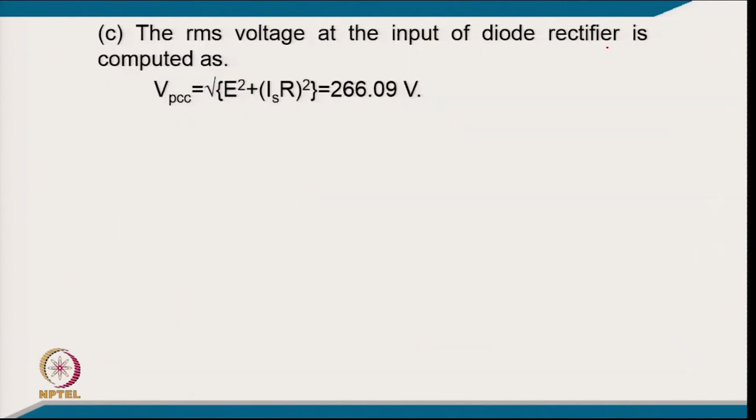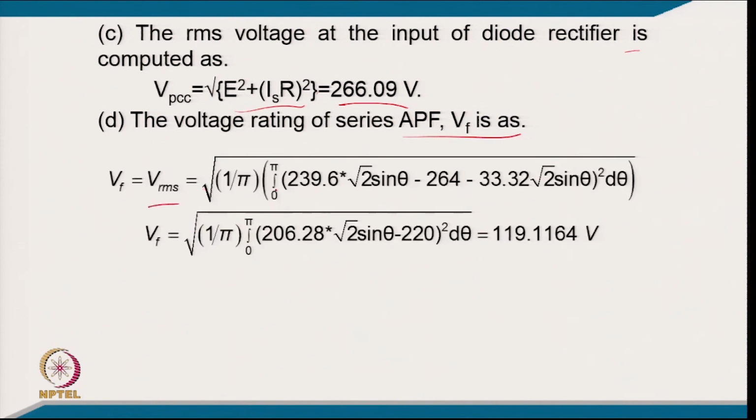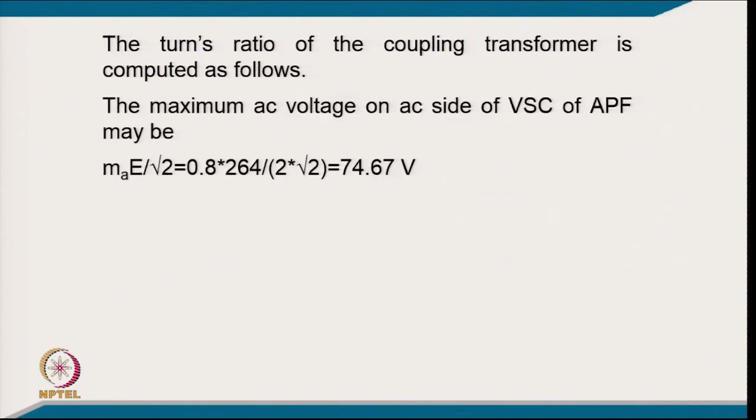Coming to the RMS voltage at the input of the diode rectifier, it will be the square root of E square plus ISC square times R square, so it comes to 66.09, and the voltage rating of the series active filter will now be calculated from the supply voltage squared minus the voltage reflected from the diode rectifier squared. Putting in the values, it comes to 119.1164 volt, and the VA rating of the series active filter is 3 into VFIS. So, putting in the values, it comes to 5953.4 VA, and then the turns ratio of the coupling transformer is calculated.